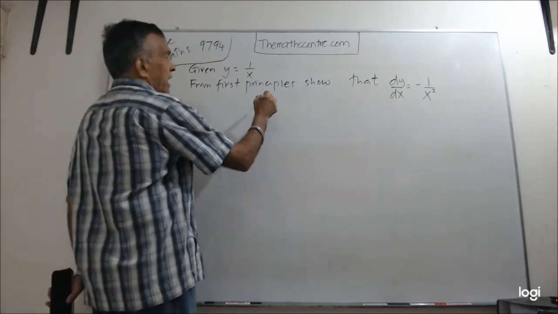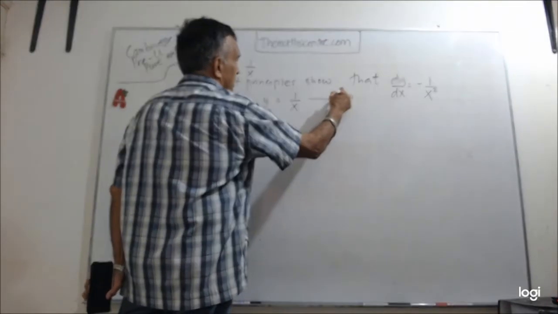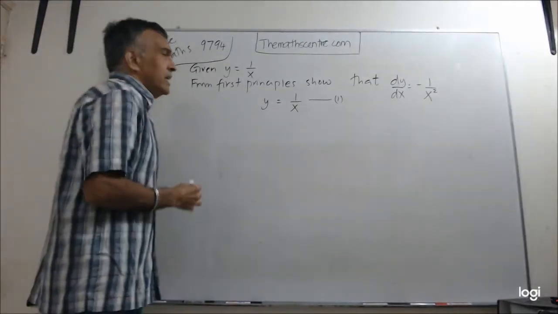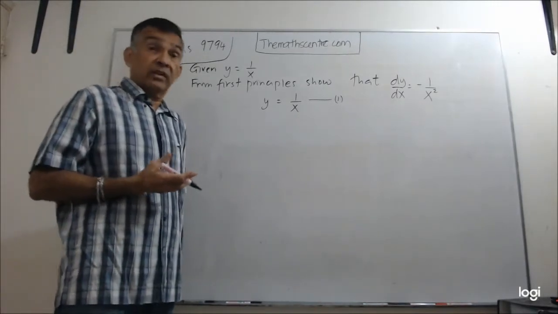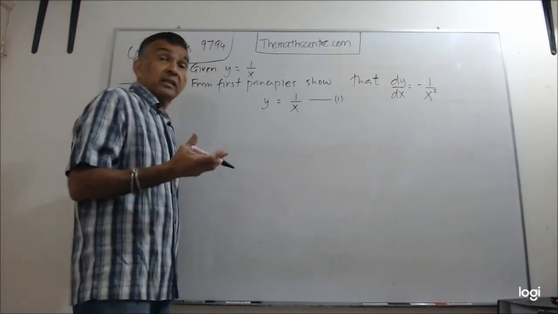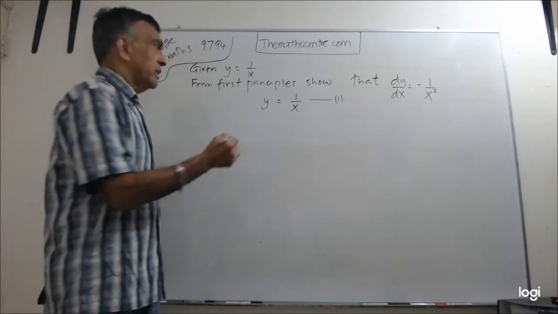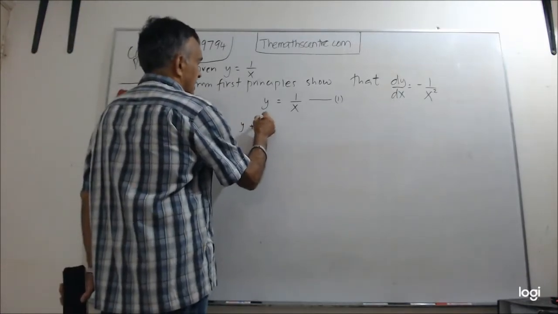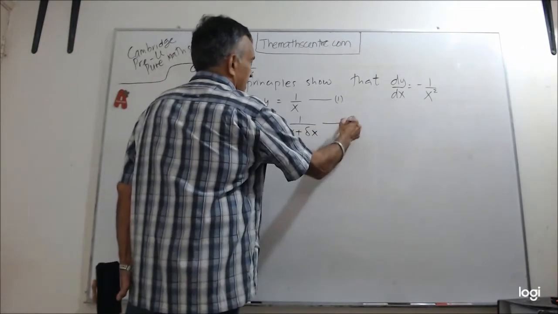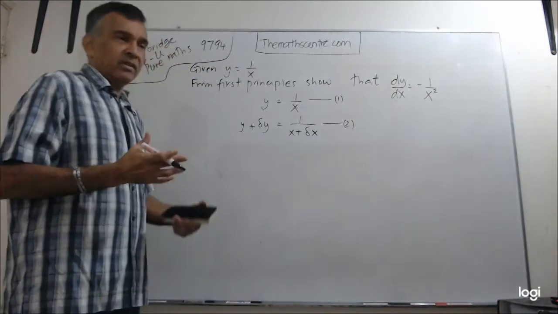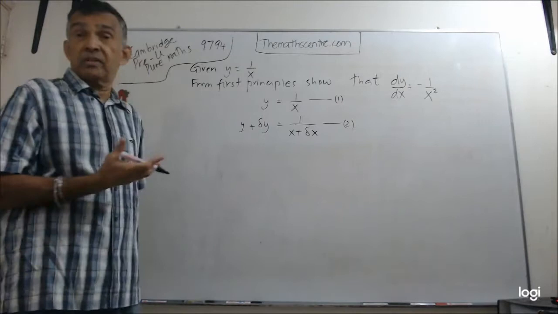For first principles, I suggest you write it like this: y equals 1 over x. Let's call this equation 1. And then you're going to increase x by some amount, called delta x. So when you increase x by delta x, then y must also change by some delta y. So that becomes y plus delta y equals 1 over x plus delta x. Not hard, right? You change x by delta x, so something must happen to y as well: y plus delta y.